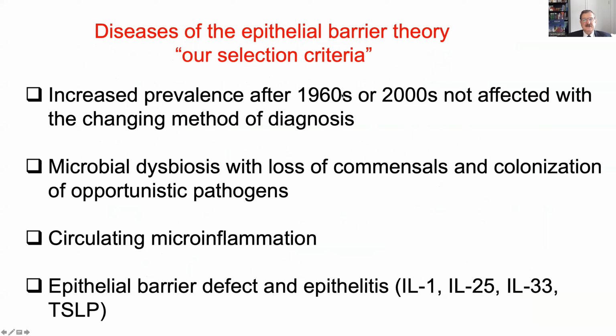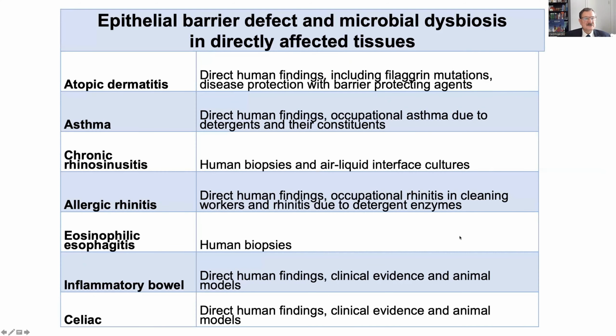We are talking about increased prevalence after the 1960s and 2000s. When we select diseases, we can now find up to 40 diseases that fulfill all these four criteria. The second criterion is microbial dysbiosis with loss of commensals and colonization of opportunistic pathogens. Circulating microinflammation is a new term that we are introducing, and epithelial barrier defect and epithelitis. Epithelitis is also a new term: when we are exposed to environmental and toxic substances, epithelitis is the initiator of this disease.